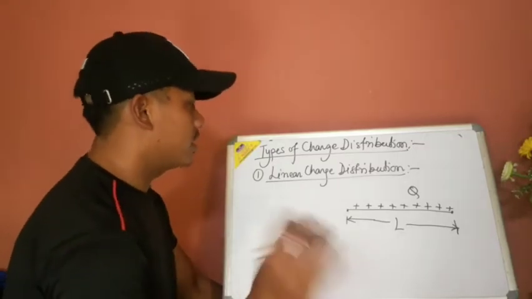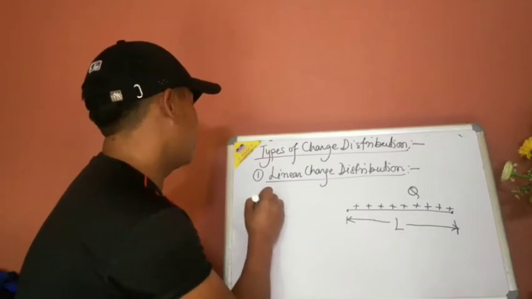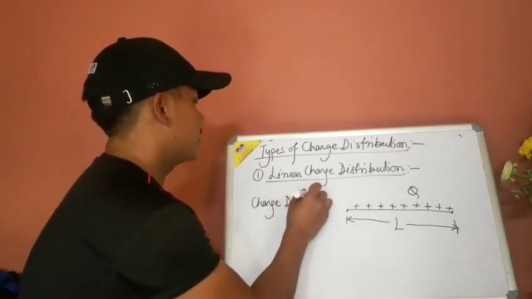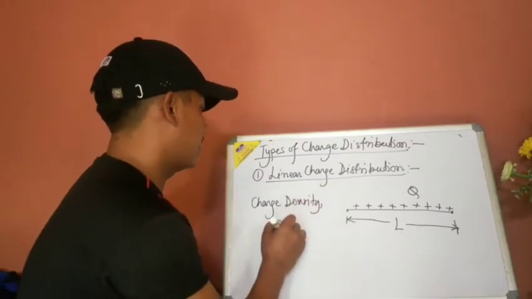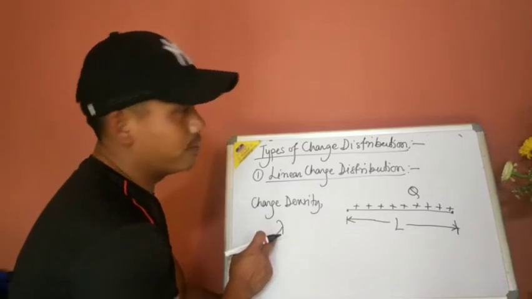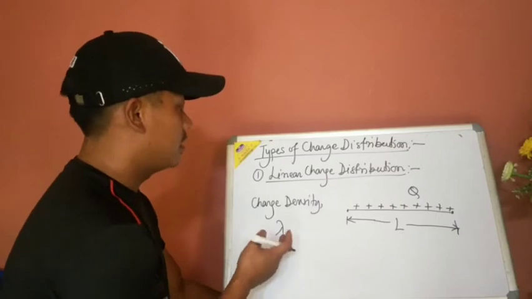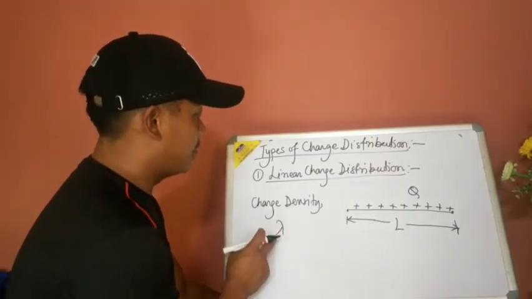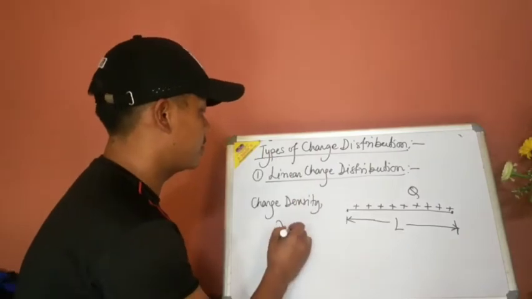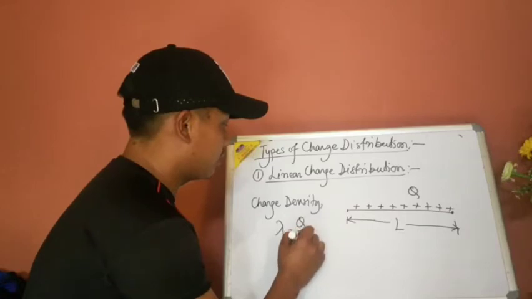For this particular type of charge distribution, there will be a linear charge density. It will be denoted by lambda. Lambda is sometimes used to denote wavelength, but here in this case you will signify lambda as the linear charge density. So this linear charge density will be defined as the total charge divided by the total length of the line.